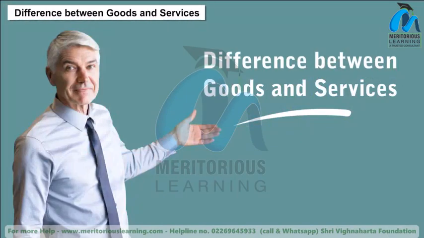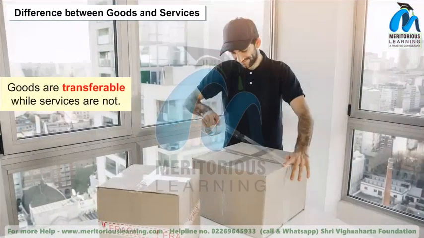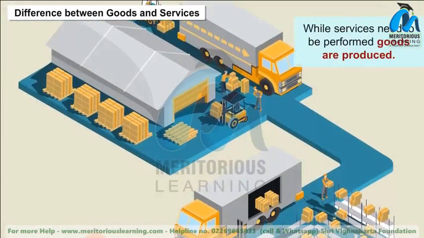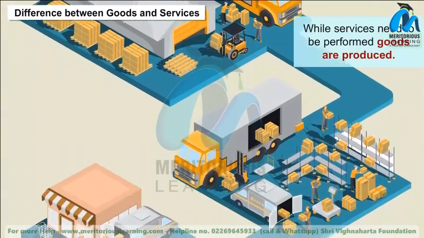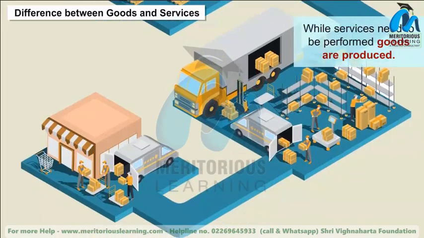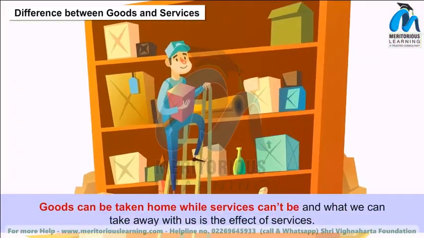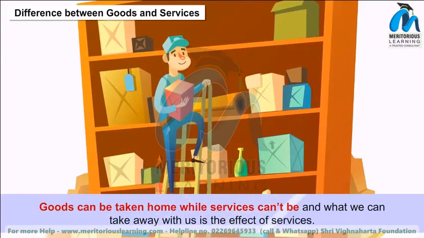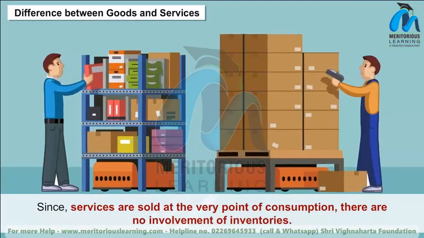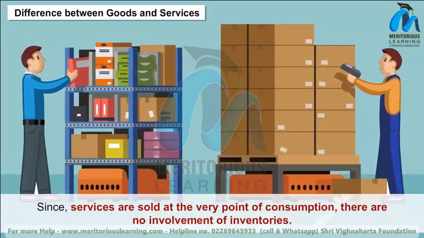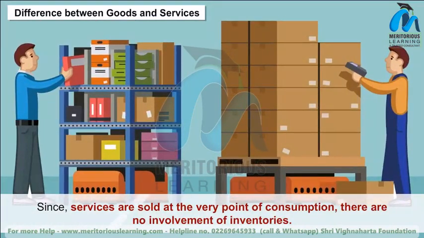Difference between goods and services. Goods are transferable while services are not. While services need to be performed, goods are produced. Goods can be taken home while services can't be. And what we can take away with us is the effect of services. Since services are sold at the very point of consumption, there is no involvement of inventories.